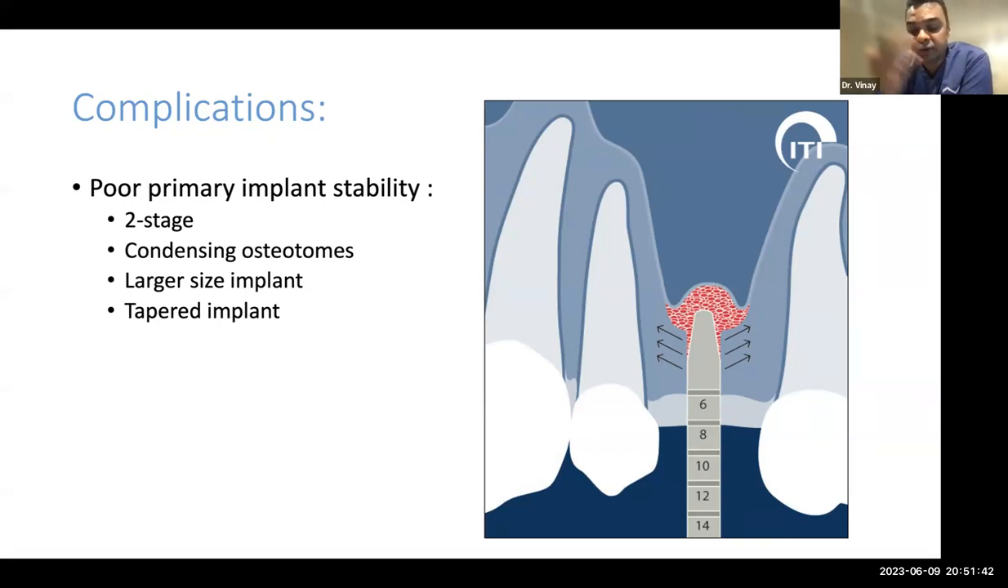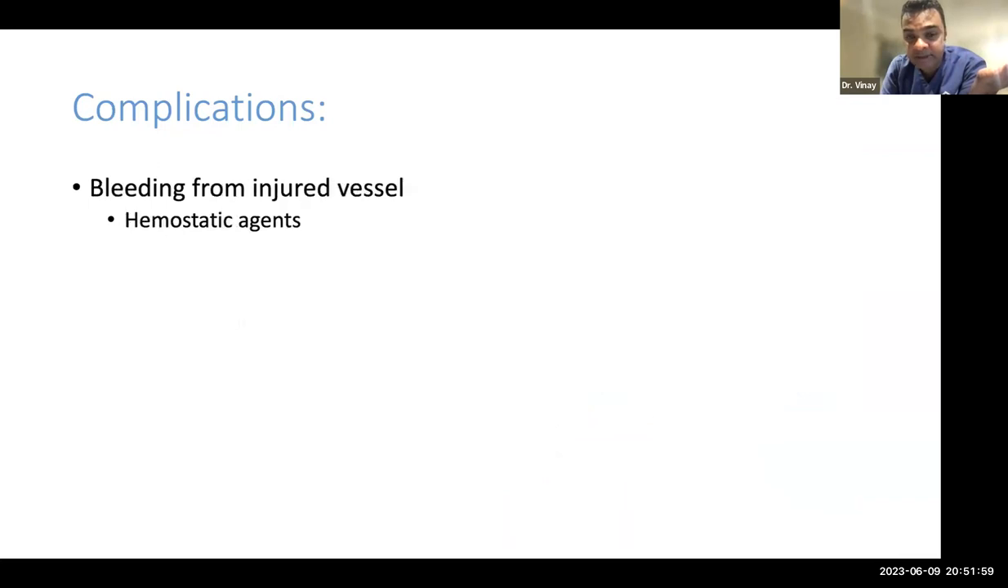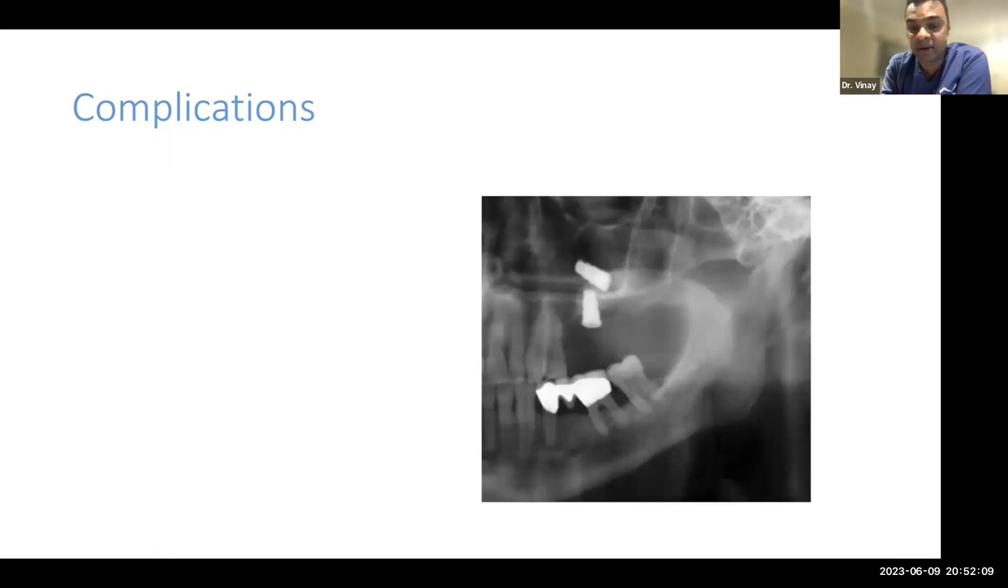You can use condensing osteotomes, or you have bone condensing burrs right now. You can use a smaller osteotomy and a larger implant. You could use a tapered implant or an implant with an active thread design. All of these are the possibilities to overcome poor primary implant stability. Bleeding from injured vessel is not too much of a clinical problem. You can almost always get a hemostatic agent. Be patient and you'll be able to take care of it.